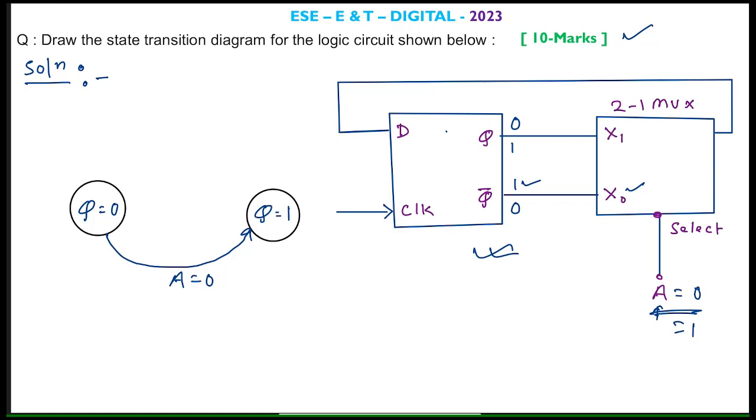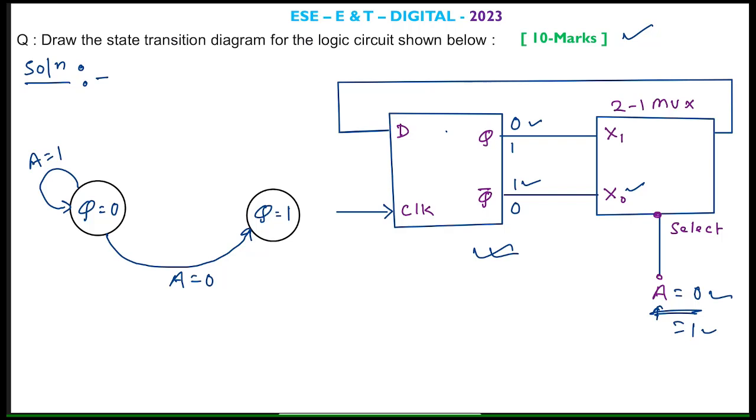If A is 1 and Q is 0, it is going to select the X1 line. Initially we assumed the output is 0, so this 0 is passing to the D input. It means it is not going to change its state, so it will stay in the Q state itself. So if A is 1, there is no state change when Q is 0. And if Q is 0 and A input is 0, it will transit from Q equal to 0 to Q equal to 1.